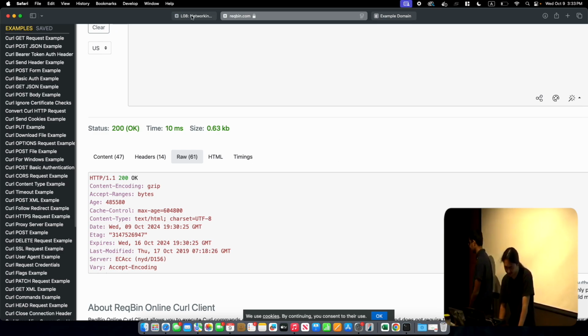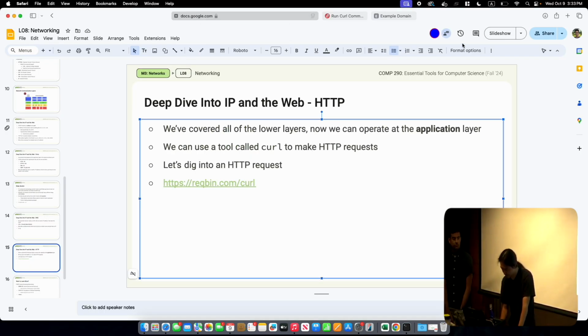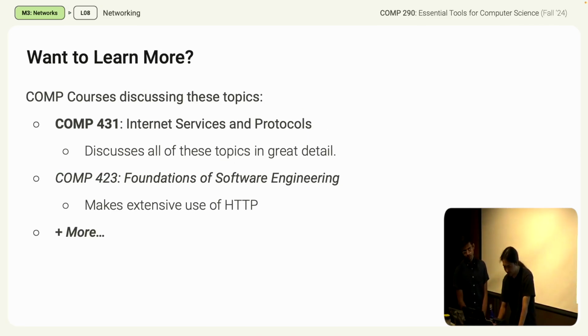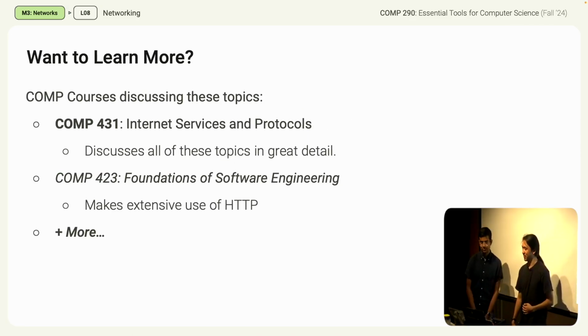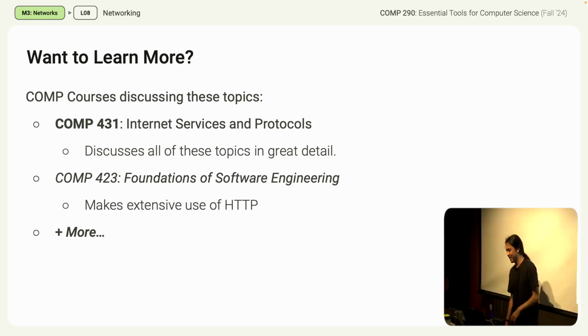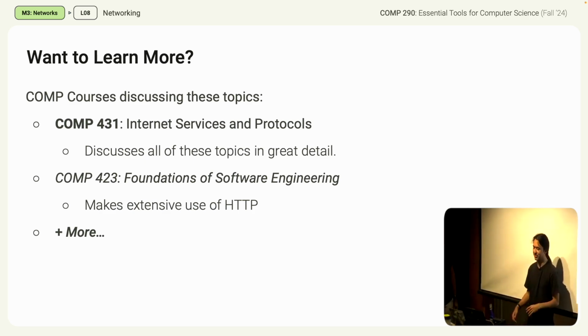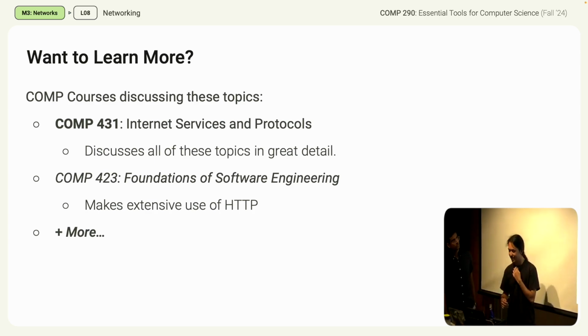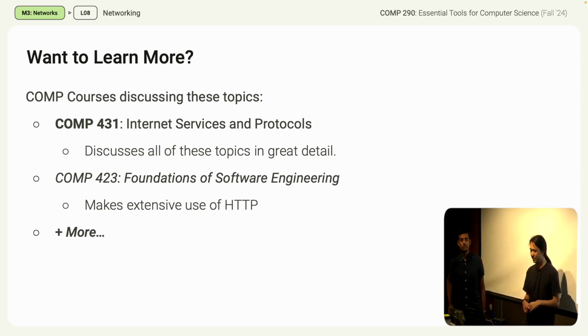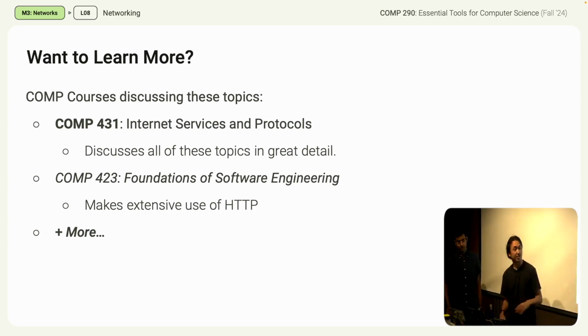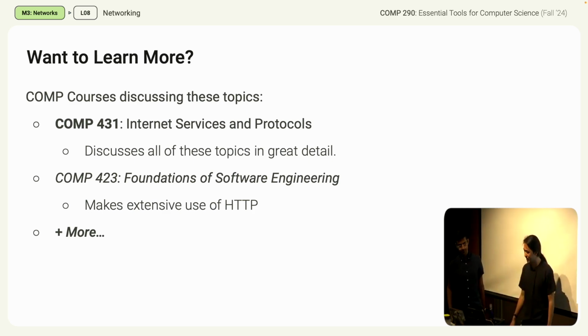But yeah, that's that. If you're really interested in networking, this is a very quick overview, very high level, right? There's a lot more that goes into these things at these levels, like what actually happens at the TCP level, the IP level. Luckily, we have a class on that, Comp 431, Internet Services and Protocols. So if you are at all interested in that stuff, this will give you a great foundation.